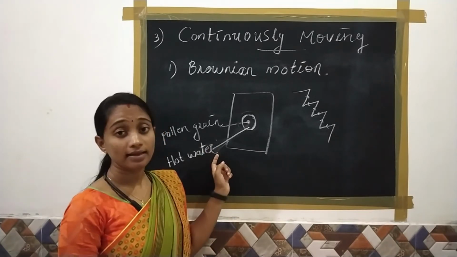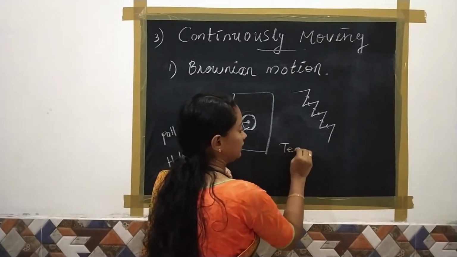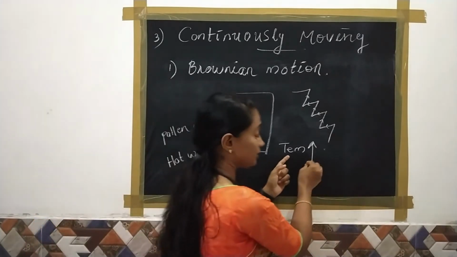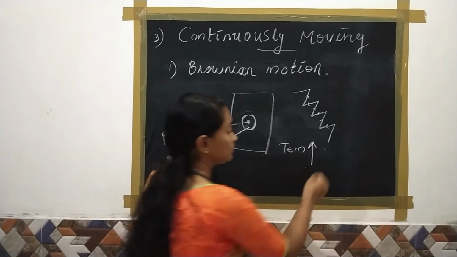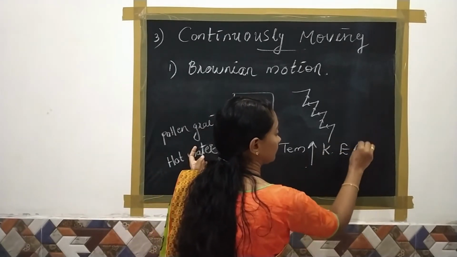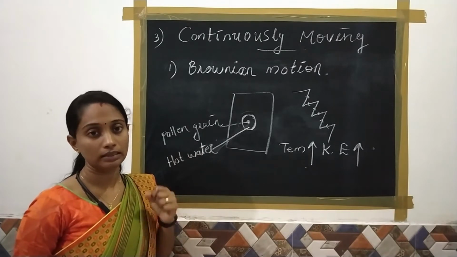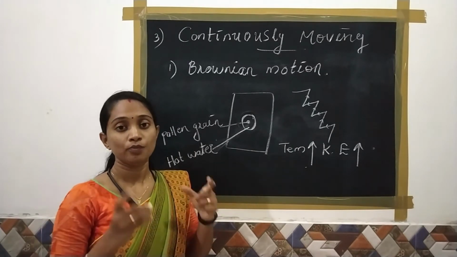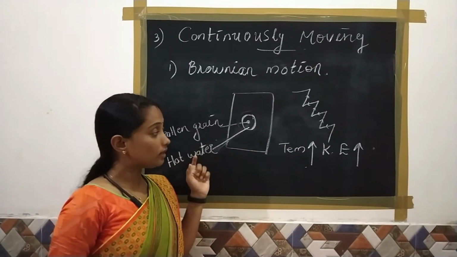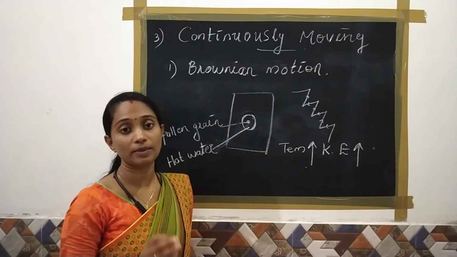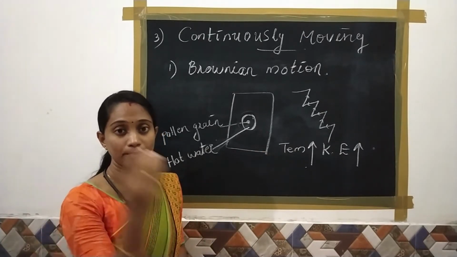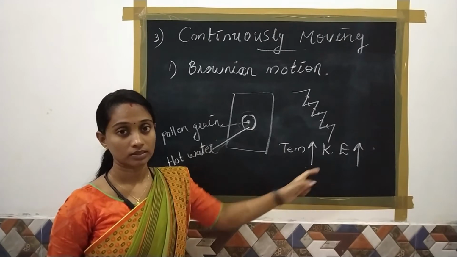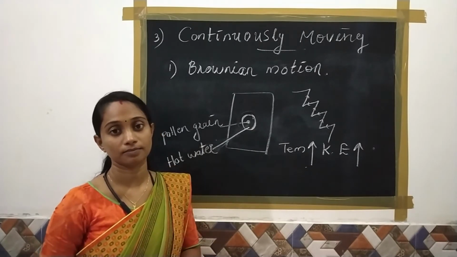This is because of the factor of temperature. When the temperature of the hot water increases, these pollen grains get energy, that is kinetic energy. So when the temperature increases, the kinetic energy increases, and its rate of speed increases. So we can say the irregular motion of the suspended particles is named Brownian motion, and with the factor of temperature, the suspended particles get kinetic energy, so their rate of speed increases.